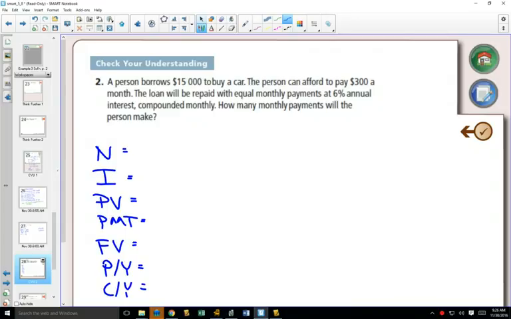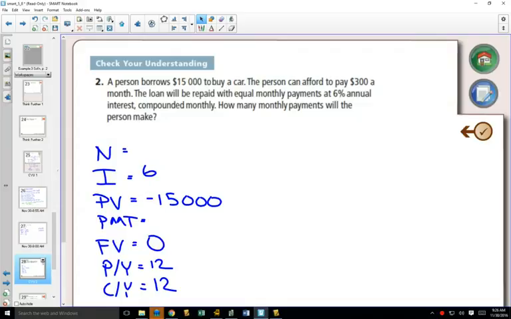Person borrows $15,000 for their car. So initially, you're given your car, negative $15,000 in your present value. Person can afford to pay $300 a month, compounded monthly. The loan will be paid with equal payments, 6% annual interest, compounded monthly. We're making monthly payments of $300. Future value will be 0. How many payments will the person make?